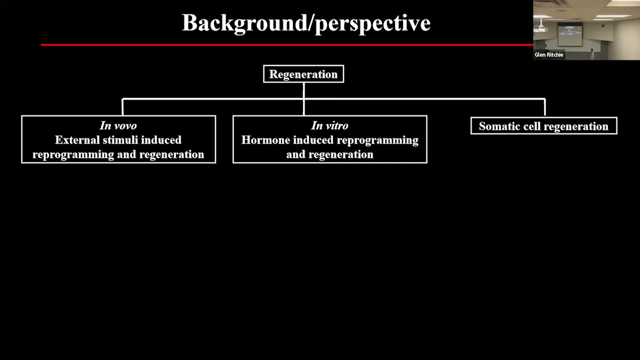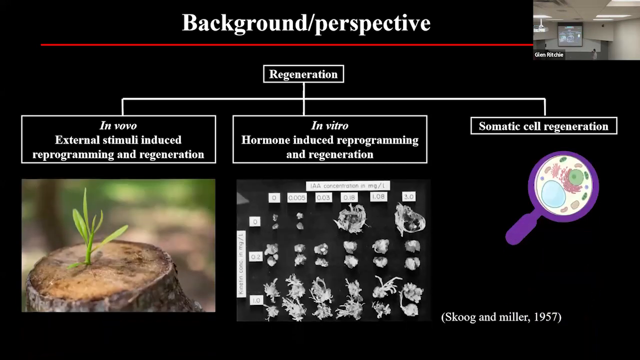So starting with the background, we know that plant cells can regenerate. Plant cells are totipotent and they can regenerate into an entire fertile plant. Basically, there are different triggers to plant regeneration, and the first one is in vivo, which is in nature. External stimuli induce reprogramming and regeneration. So external stimuli like season or other stress stimuli like wounding lead to regeneration of new plants in vivo. Whereas in vitro, or in tissue culture, in the laboratory, hormone-induced reprogramming leads to regeneration of the plants. As you can see here, this experiment was done in 1957 by Skoog and Miller, where they used different combinations of auxin and cytokinin to regenerate plants, and plants also regenerate in nature.